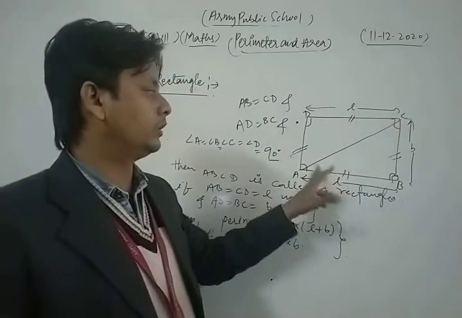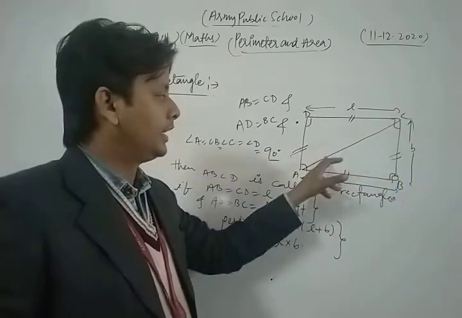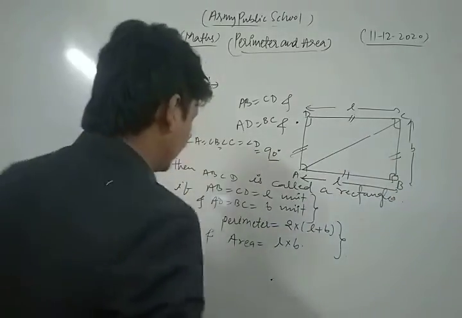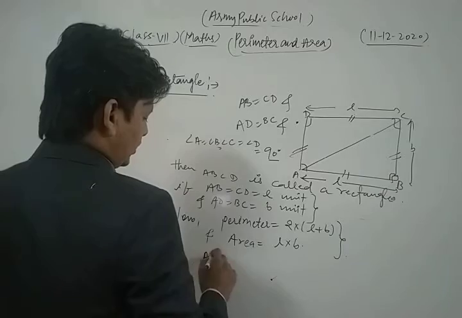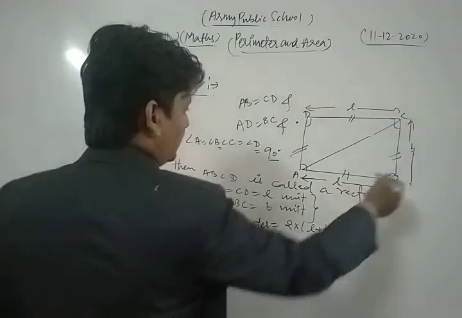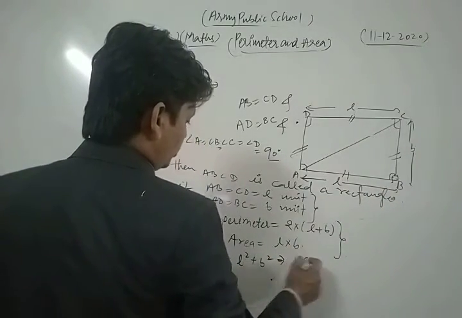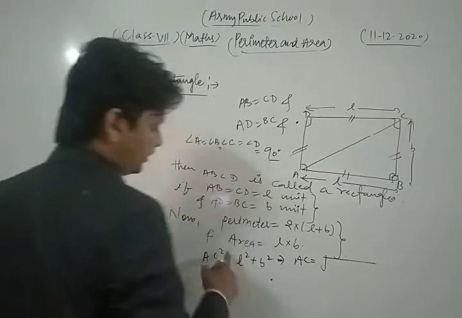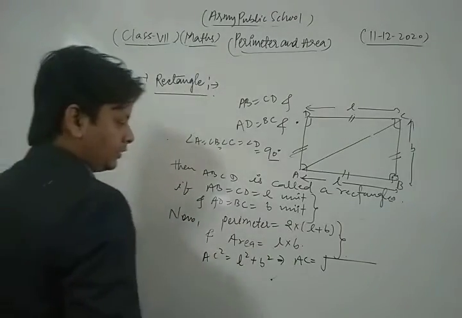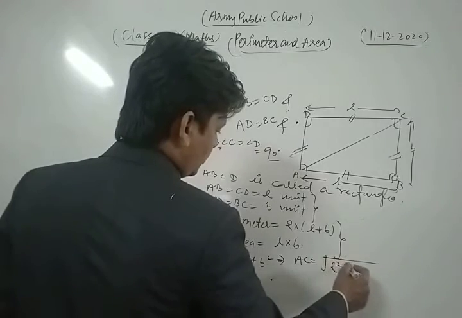According to that theorem, in right angle triangle ABC, angle B is a right angle and AC is our hypotenuse. So hypotenuse square is equal to what? AC square is equal to base square plus BC square, that is L square plus B square. Thus the value of AC is equal to the square root of L square plus B square.